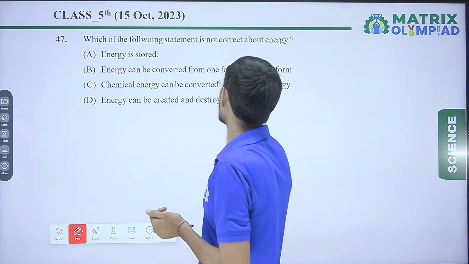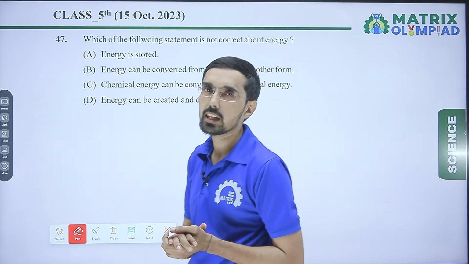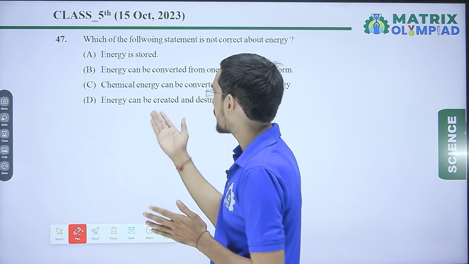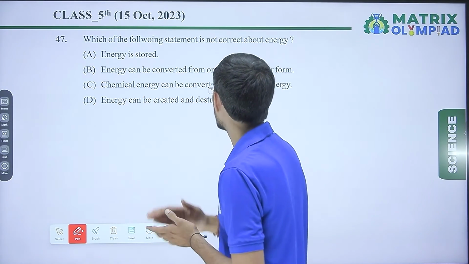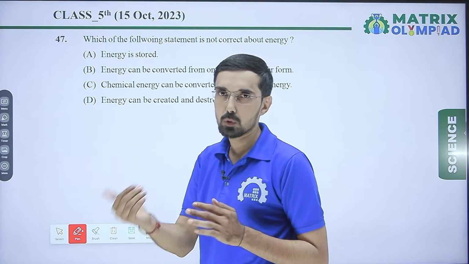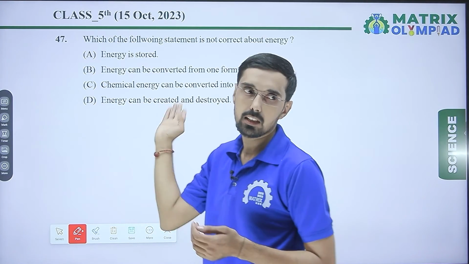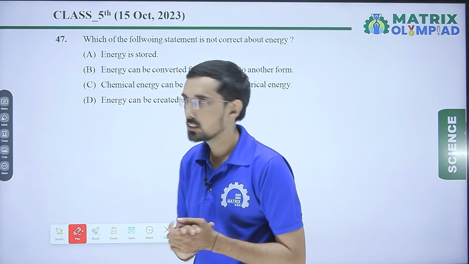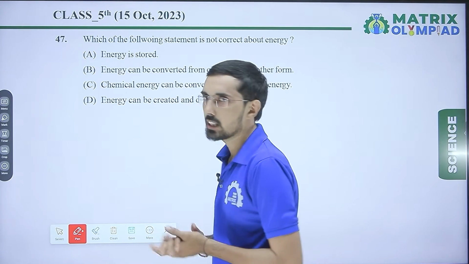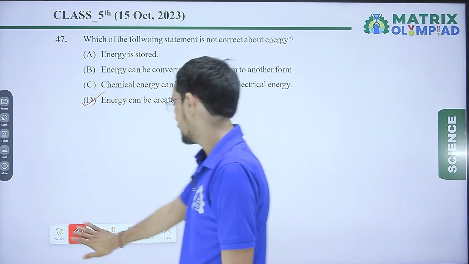Which of the following statements is not correct about energy? We have to find out the incorrect statement. First one is, energy is stored. It can be stored in any form. Energy can be converted from one form to another form. That is right also. Chemical energy can be converted into electrical energy. The best example is inverters. The last one is, energy can be created and destroyed. It is the incorrect statement. So our correct answer will be option D. Next question.